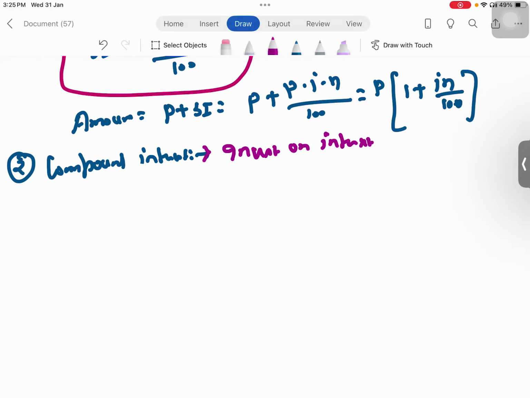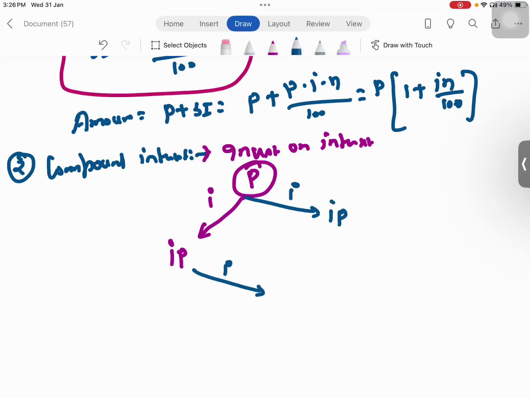How it works? Let's try to understand. Let's say this one is B. For the first year, if the interest rate is I, here you will be getting interest I into P. But in the second year, what will happen? Here you will be getting interest at rate I, and here again you will be getting interest rate I, so that is equal to I into I P, right?